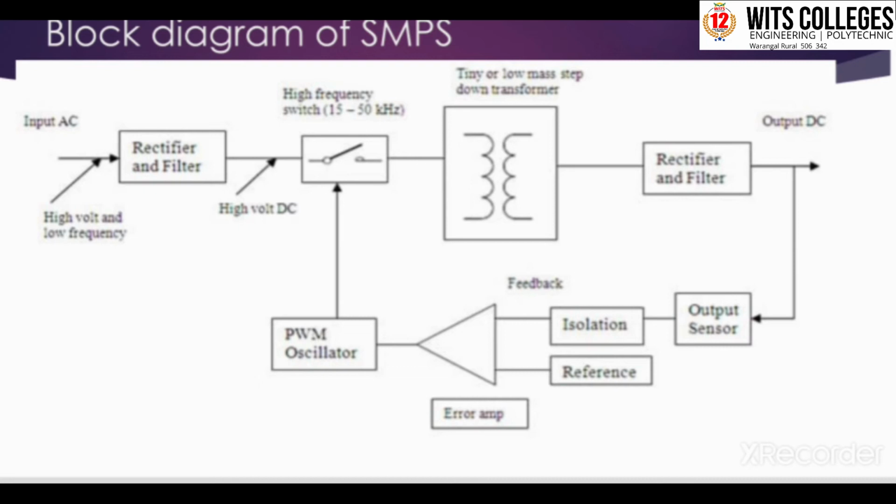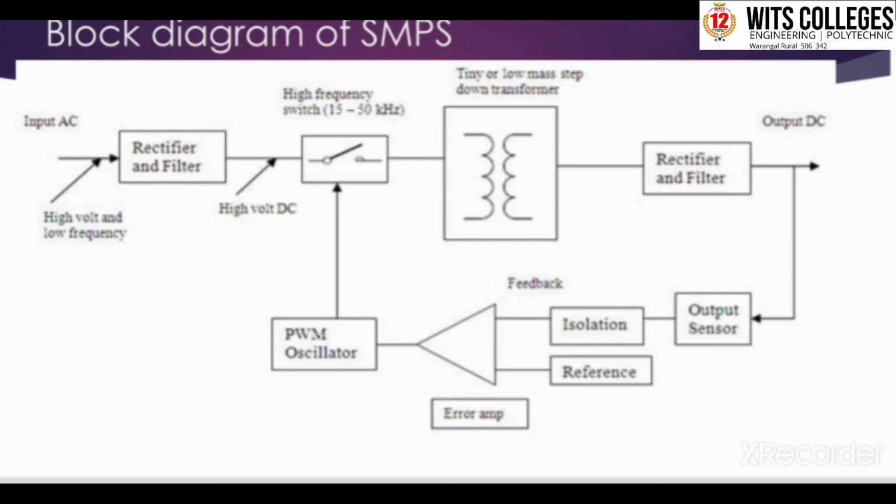The output at the secondary side of the transformer is again rectified and filtered. What is the output of the rectifier and filter? It is a DC waveform, which is then sent to the output of the power supply. A sample of this output is sent back to the switch, using output sensors, an error amplifier, and pulse width modulation, to control the output voltage.